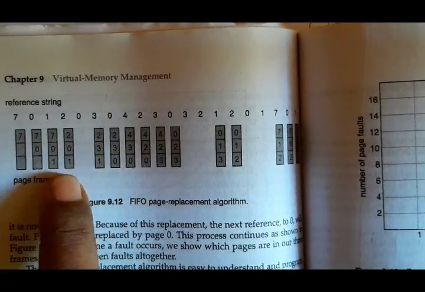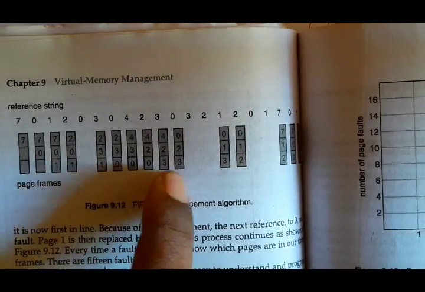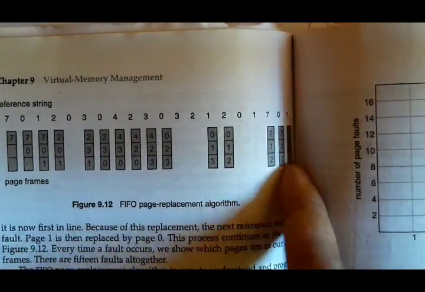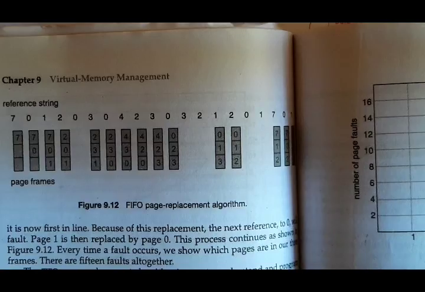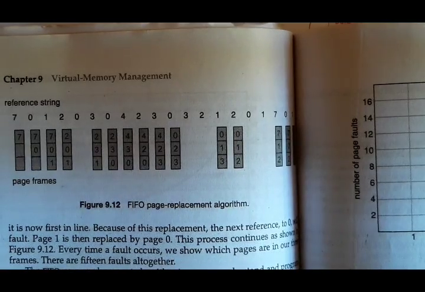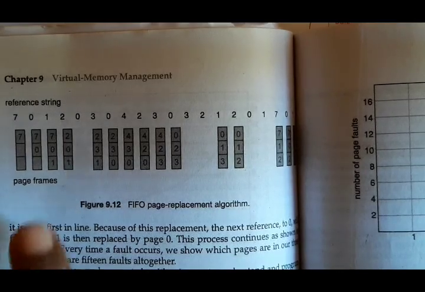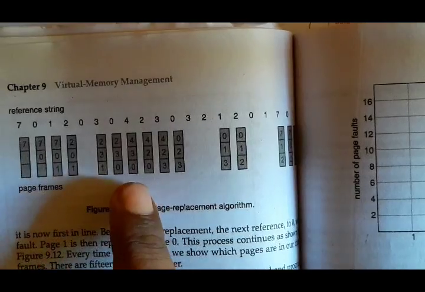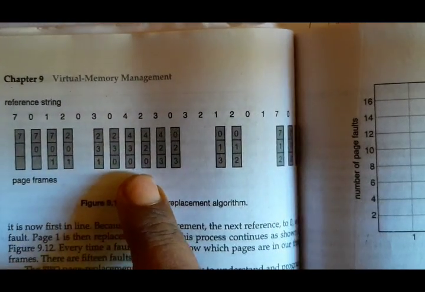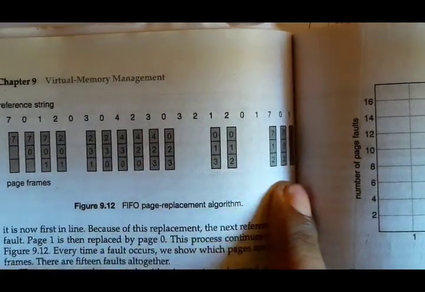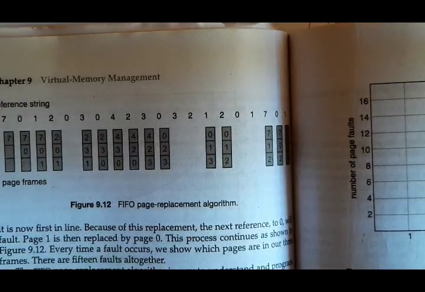So 4, 5, 6, 7, 8, 9, 10, 11, 12, 13, 14, 15. So here 15 faults are there. Faults means if the CPU demands the page, that page is not present in the RAM, that is called a page fault. So here how many page faults are there? 4, then 8, 10, 12, 15. 15 page faults are there.